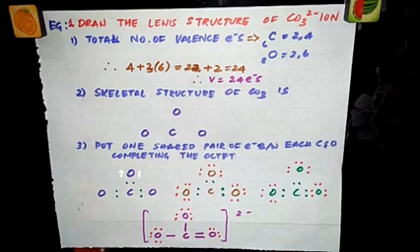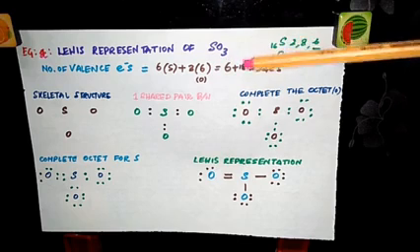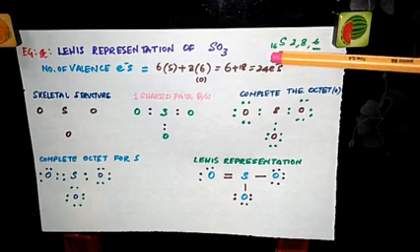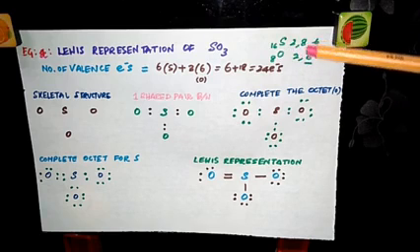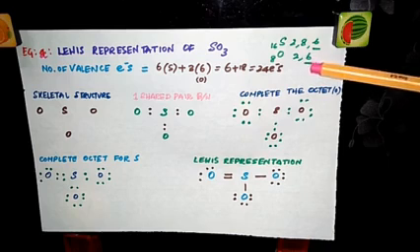Now let's try a few more examples. Let's draw the Lewis representation of SO3. The first step is to calculate the number of valence electrons. We have sulfur and 3 oxygens. For sulfur, the atomic number is 16, so the configuration would be 2, 8, 6. So the number of valence electrons is 6. And for oxygen, valence electrons, again 6.